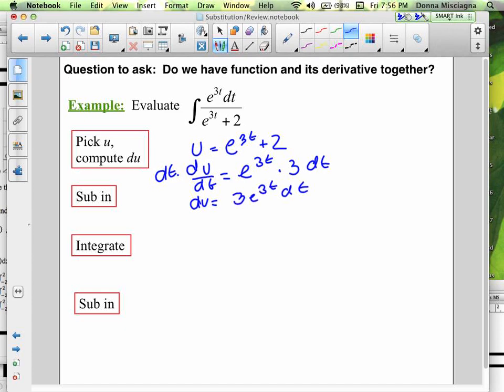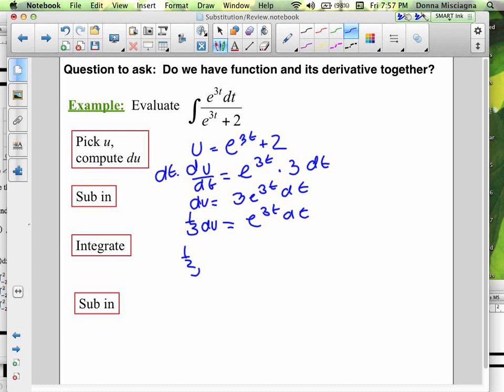I don't see a 3 there. So du cannot stand for 3e to the 3t dt because there's no 3. However, I can divide both sides by 3, and 1/3 du can stand for what we do have, which is e to the 3t dt. And I'm going to pull that 1/3 out right in the beginning.